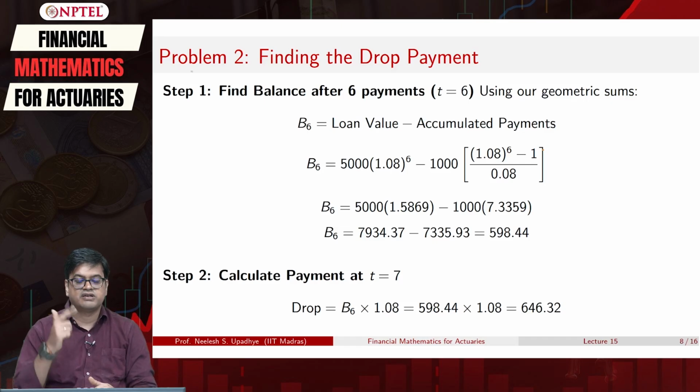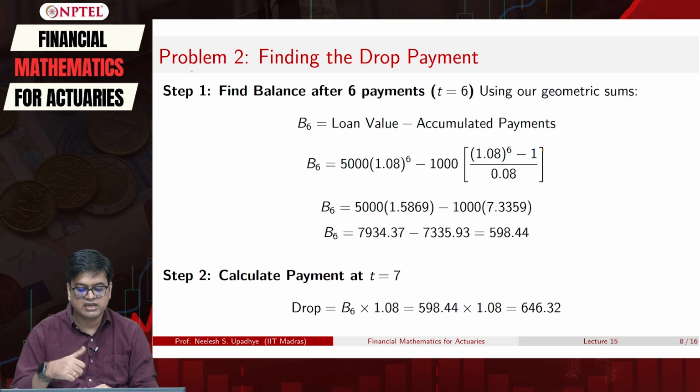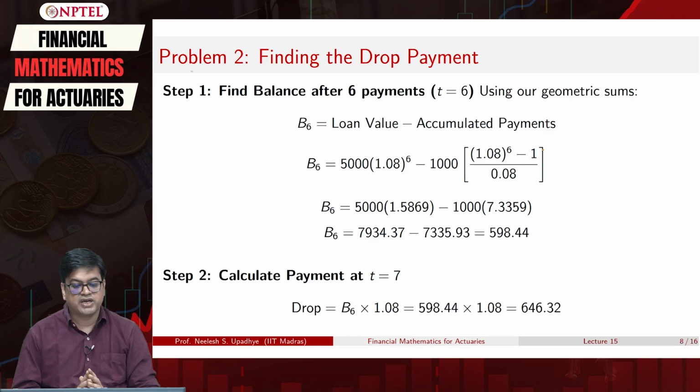So, you have to do a final payment of 646.32 at time point 7. Okay. So, there were two unknowns: what will be the last payment, that is, the 7th payment will be the last payment, and how much you will pay, 646.32. Okay. So, now we have understood a complicated drop payment problem.